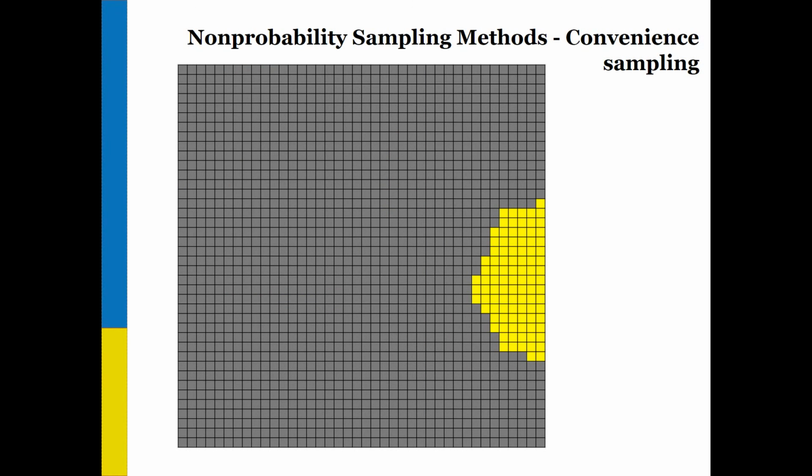Okay, so non-probability sampling is where the probability of selecting elements is unknown. So these sampling methods tend to increase the chances of our sample being biased. So convenience samples are non-probability samples where the element selection is based on ease of accessibility.